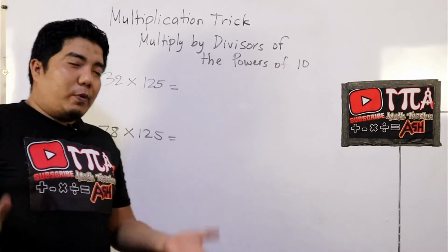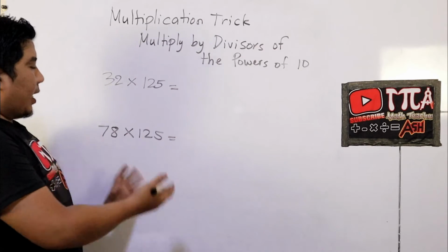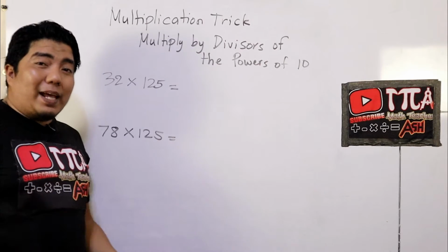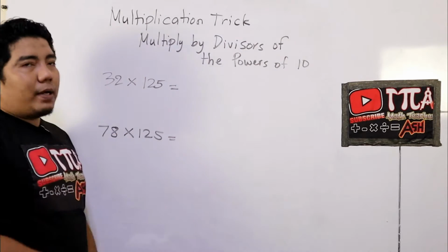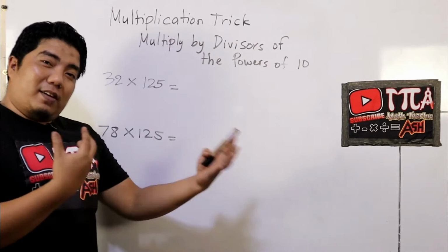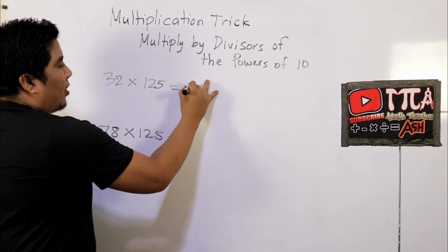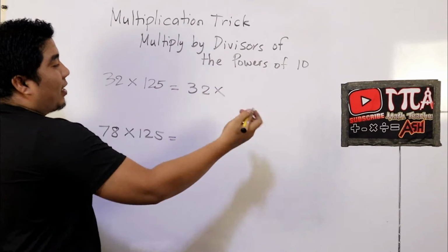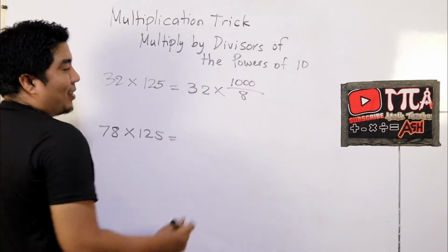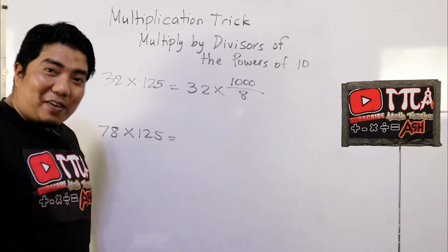Okay, math learners, for our second set, we have 32 times 125, and the second part is 78 times 125. So, how do we multiply this easily? Now, remember that 125 is still a quotient of the powers of 10. Why? Because 125 is the result when you divide 1,000 by 8. 1,000 divided by 8, the answer is 125, right?